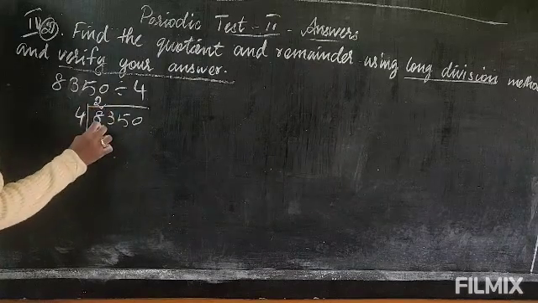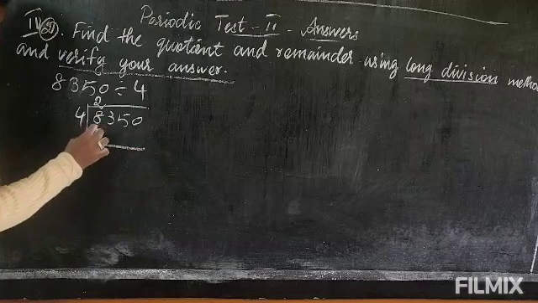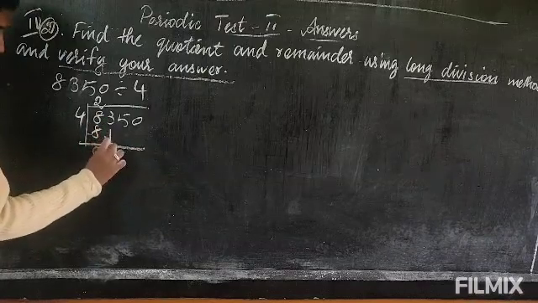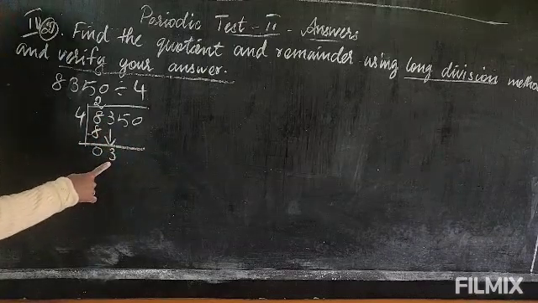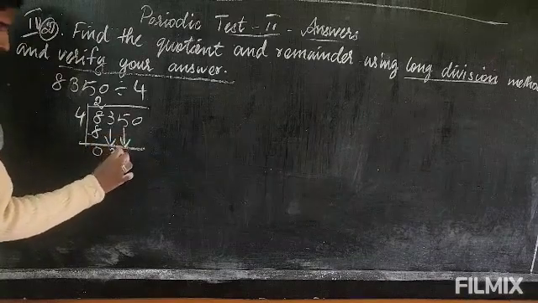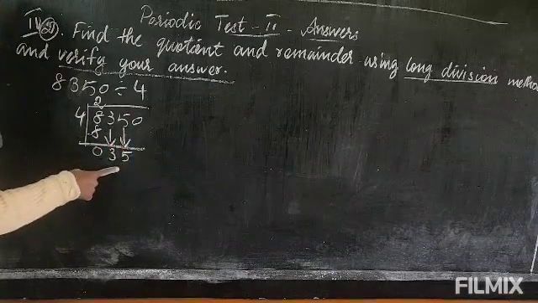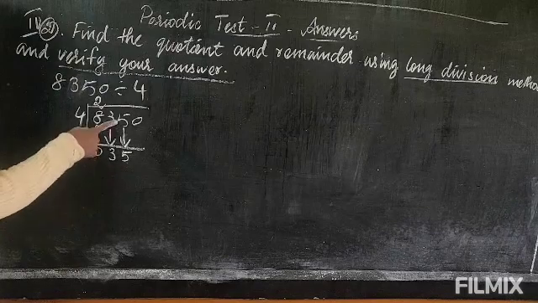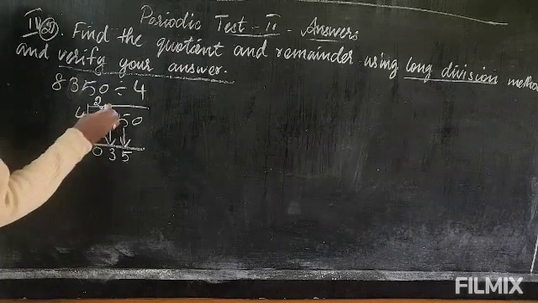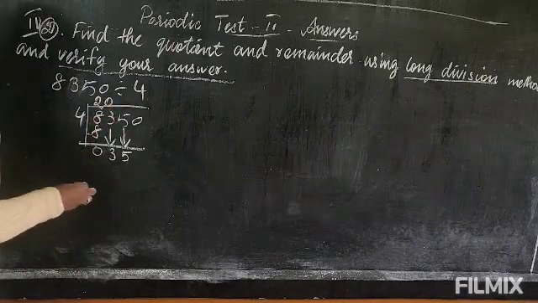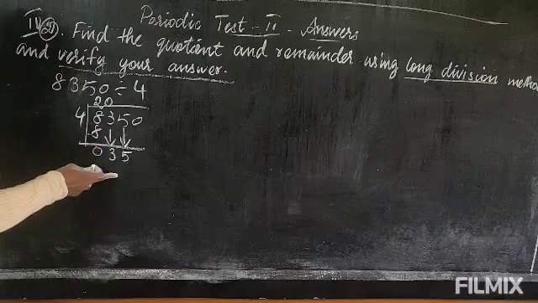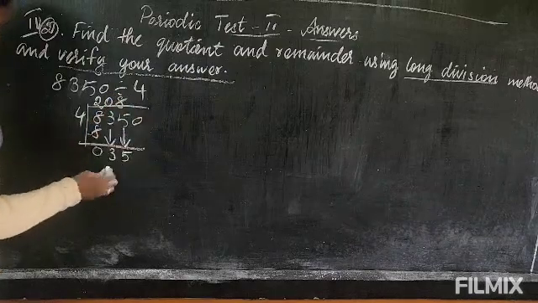So 4 2s are 8. Again here if you minus it will be 0. Now you will take 3 down. 3 will not go in 4. So now you will take 5 down. When you take two numbers at a time from up, you have to add 0 here. So now you divide 35. In 35 how many 4s are there? 8 4s are 32.